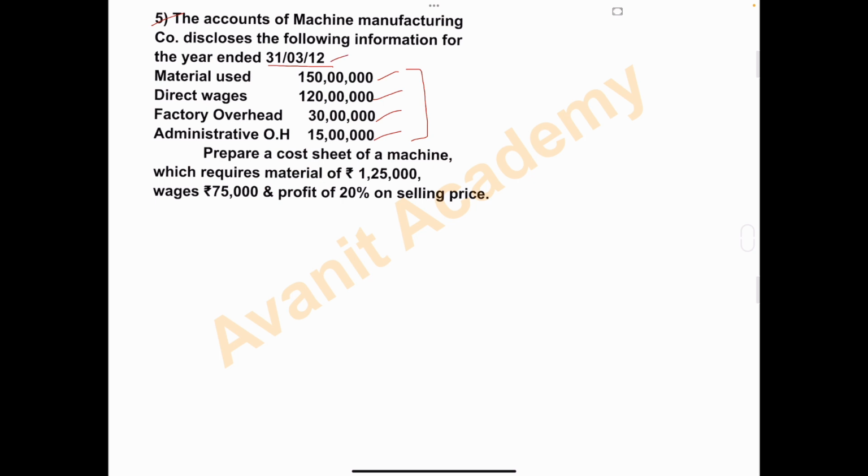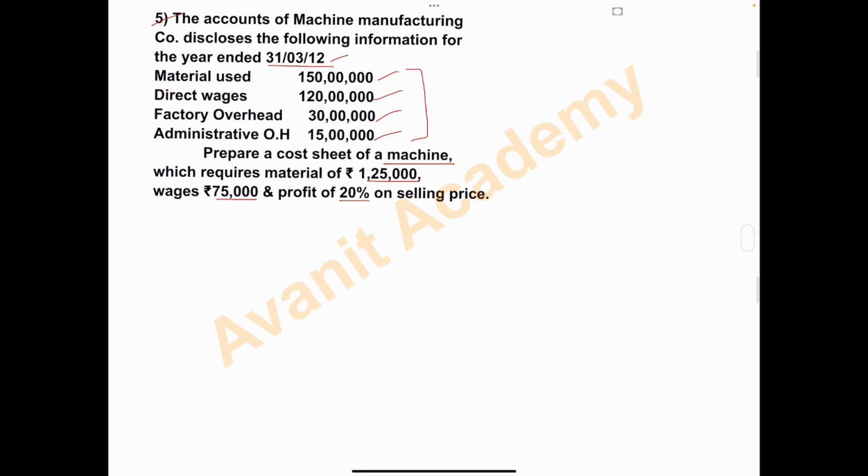See the next para. Prepare a cost sheet of a machine which requires material of rupees 1,25,000, wages 75,000, and profit of 20% on selling price. So by taking all this information, that is material 1,25,000, wages 75,000, and profit of 20% on selling price, we have to prepare an estimated cost sheet for a machine.